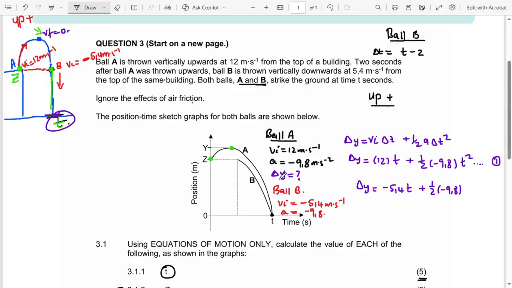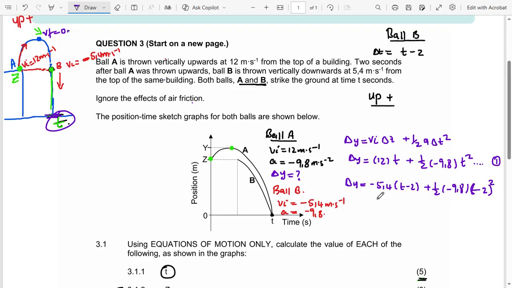But now we are making a very big mistake. Remember, what is the time for ball B? We said that the time for ball B will be t minus 2. We need to account for the 2 seconds that ball A traveled before ball B was projected. So delta y is equal to minus 5.4 times the bracket, where delta t is t minus 2. Then I'm going to add half of negative 9.8, multiplied by t minus 2, and this is squared.